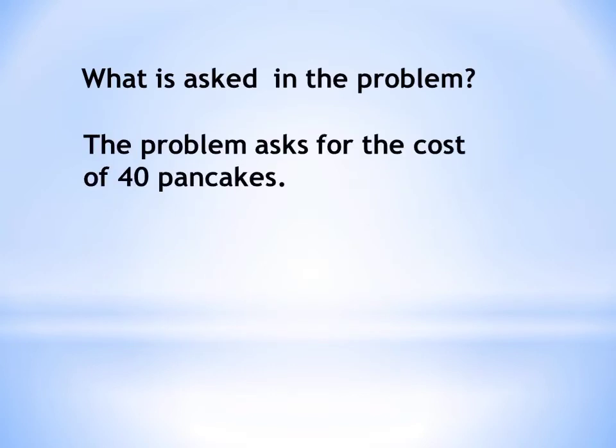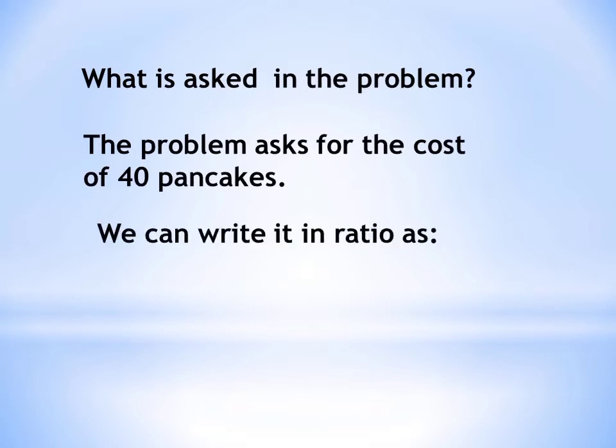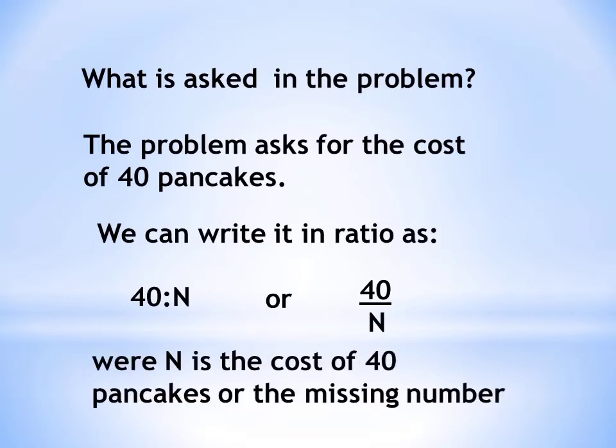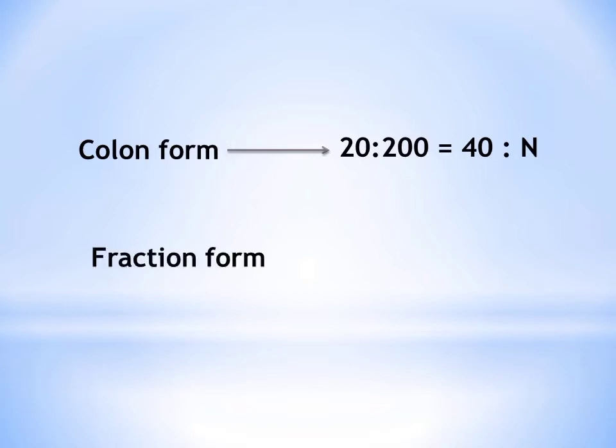The problem asks for the cost of 40 pancakes. We can write it in ratio as 40 is to n in column form, or 40 over n in fraction form, where n is the cost of 40 pancakes, or the missing number. So we have in column form, 20 is to 200 is equal to 40 is to n. That is our number sentence. And it can be written also in fraction form as 20 over 200 is equal to 40 over n.